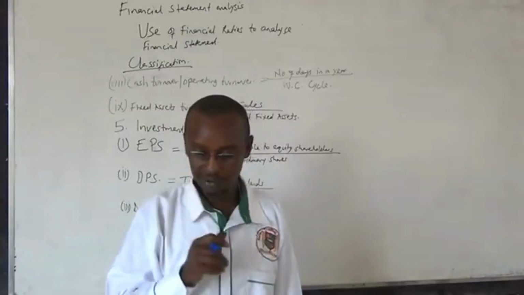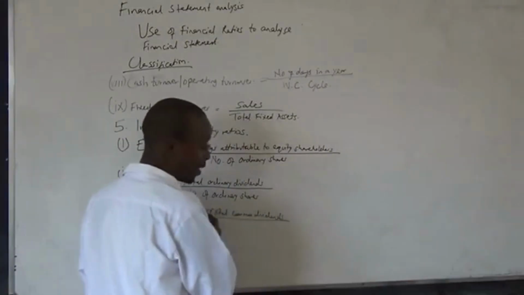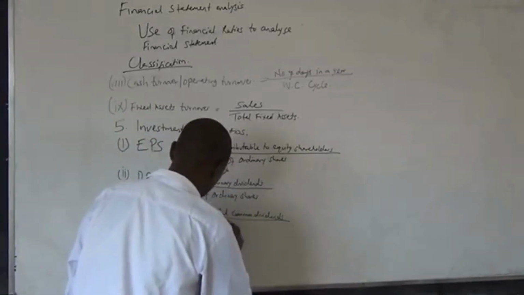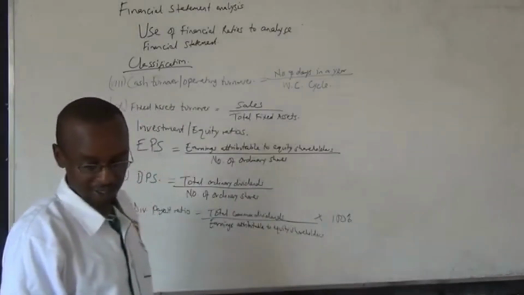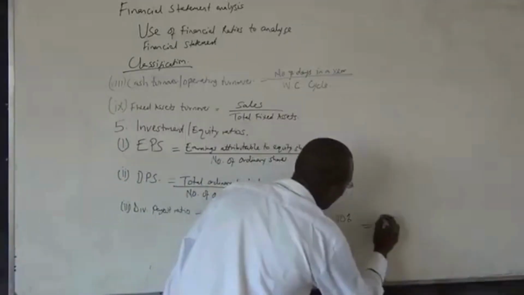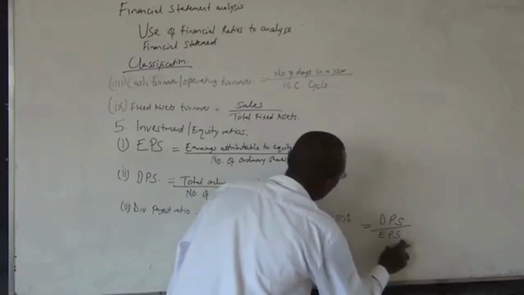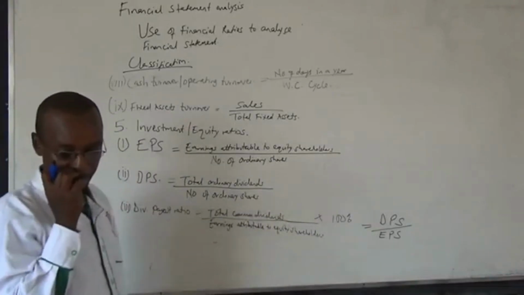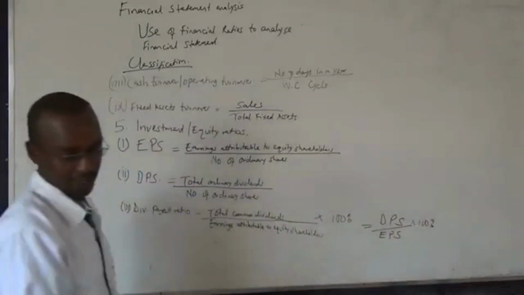So dividend payout ratio is calculated by the total common dividends divided by earnings attributable to equity shareholders, multiplied by 100%. In short, it is dividend per share over earnings per share. So if you have calculated this one, you just use that formula, okay? And multiply by 100. You get the same thing.